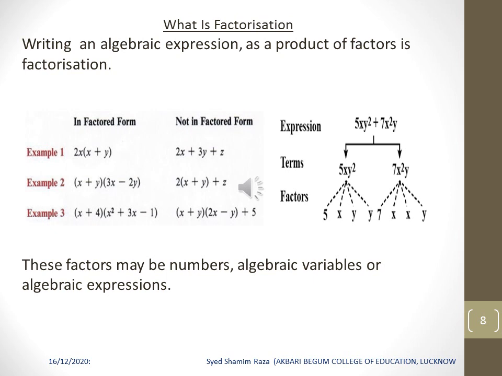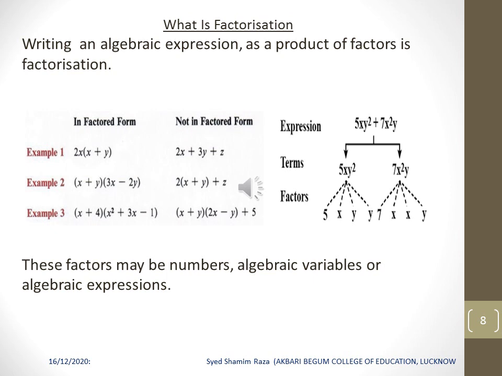For example, 2x(x plus y) can be written in non-factor form and factor form. In non-factor form, we have to multiply both of them, and we can mention how it is written. If we see the second example, (x plus y)(3x minus y), we can see how it has been written in factor form. So we can explain the factors of 5xy square plus 7x square y. It has two terms. The first term is 5xy square and the second term is 7x square y.